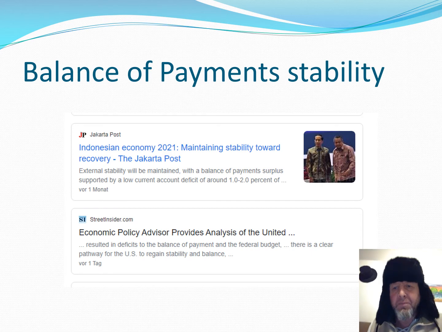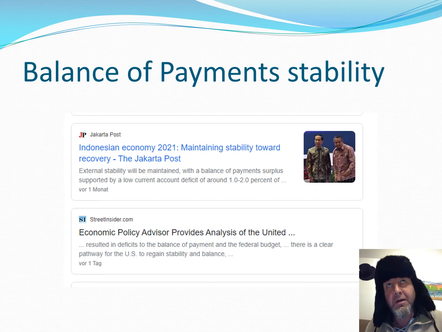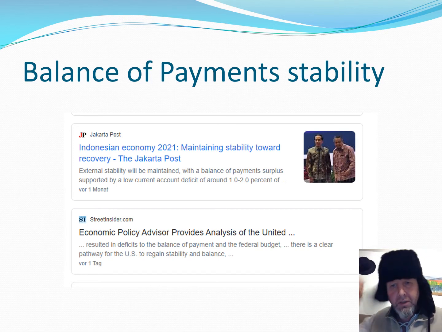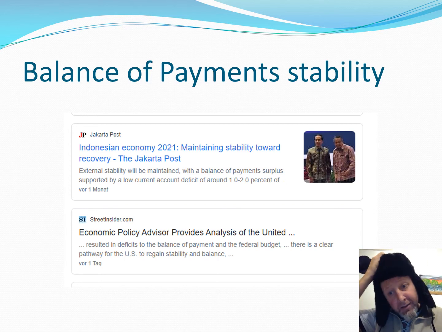So balance of payment stability. This is a kind of an accounting concept. Yes, accountants will balance their payments. You may have noticed I have a wonderful hat. So wonderful. It can do this.